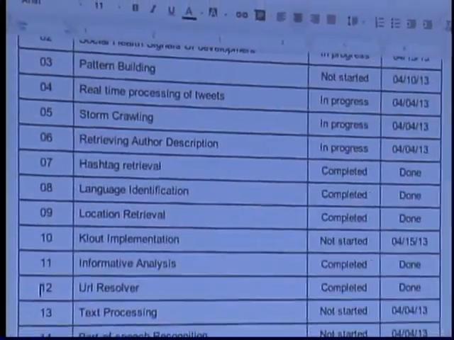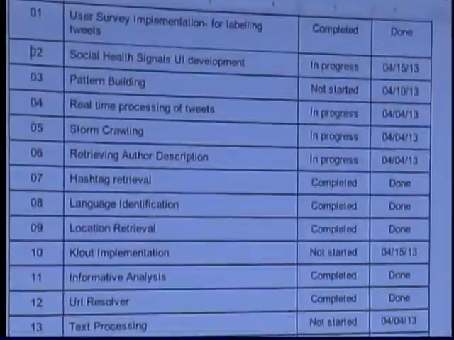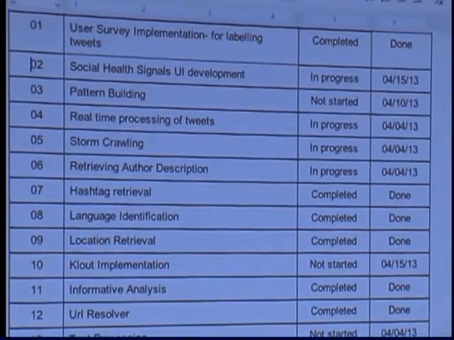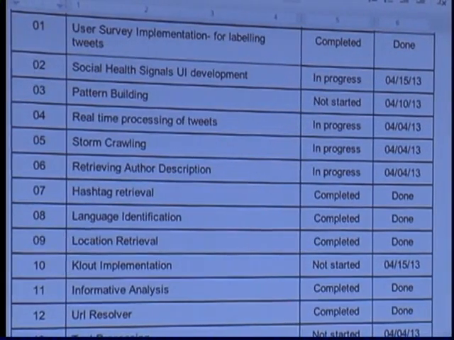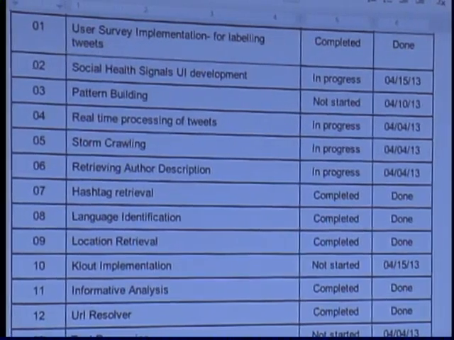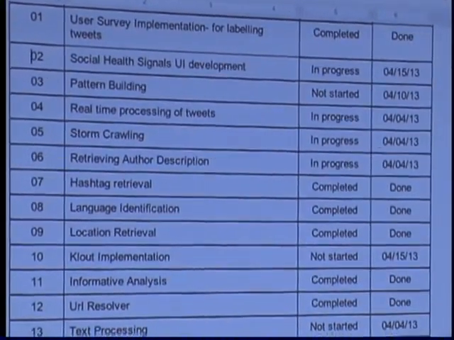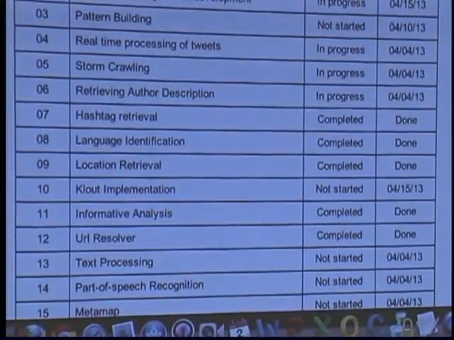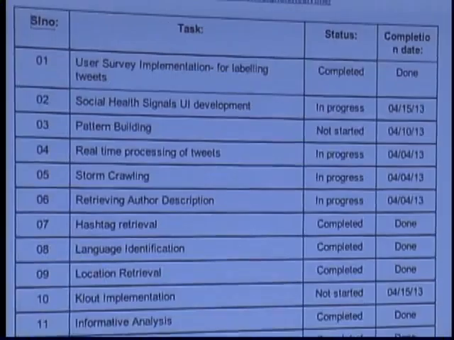So we are using these, all Storm pipeline, where we are extracting the tweets and performing some analysis on the tweet. Like we are identifying, doing some informative analysis on that, doing part of speech also there. Once we got all this data, we put it in our database.